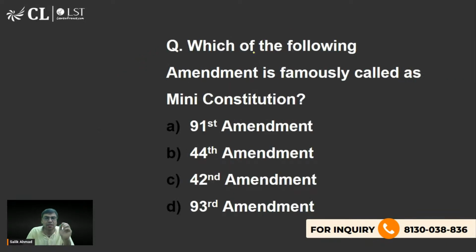Which of the following amendments is famously called the mini constitution? Last class we were up to here, so we are beginning from here. And why is it called the mini constitution?